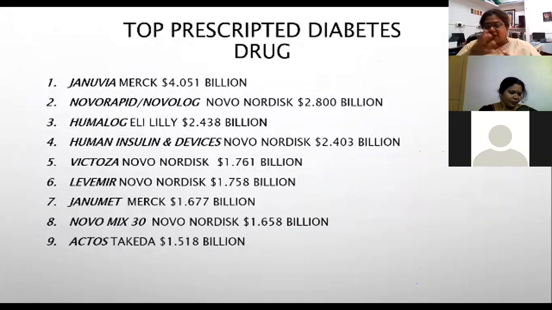So these are, again, the top 10 prescribed drugs. If you see Janumet or NovoRapid, you are seeing about $4,000 million or $2,000 million spent to bring one product into the market. Can I have the next slide, please?